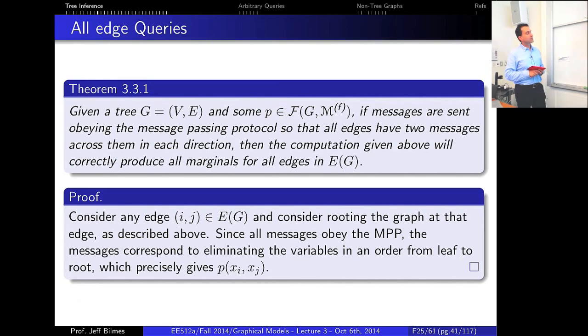So we have this theorem which says that if the messages are sent obeying the message passing protocol, MPP, so that all edges have 2 messages across the edge in both directions, then the computation above will correctly produce all marginals. And the proof is very simple. We've sort of already given it. We've basically said, well, look, all of that information we have at those vertices is exactly what we would get if it was the case that we were just to root it at that edge and then just do elimination up to that edge. But that's true for any edge. And so therefore, it works for all edges.